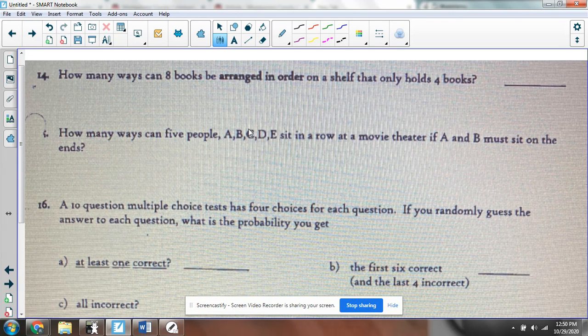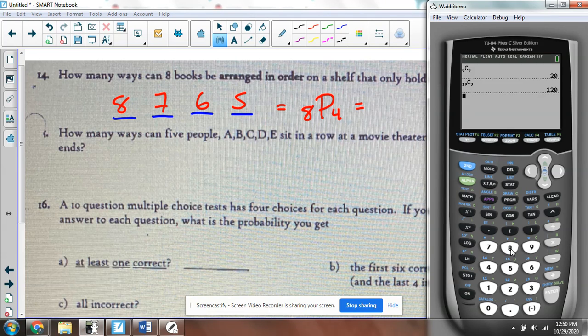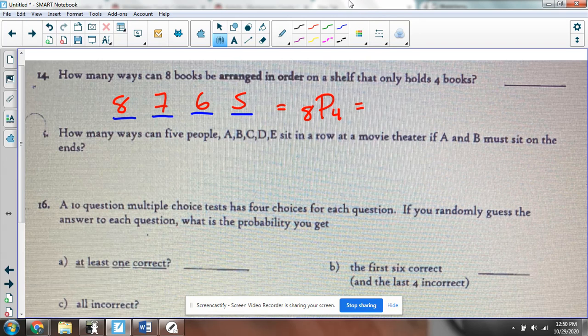14. How many ways can 8 books be arranged in order on a shelf that holds 4 books? Order matters. Holds 4 books. How many choices do I have for the first book? I have 8, 7 for the second, 6 for the third, 5 for the fourth. That's the same thing as saying 8 permute 4, which is 1680.